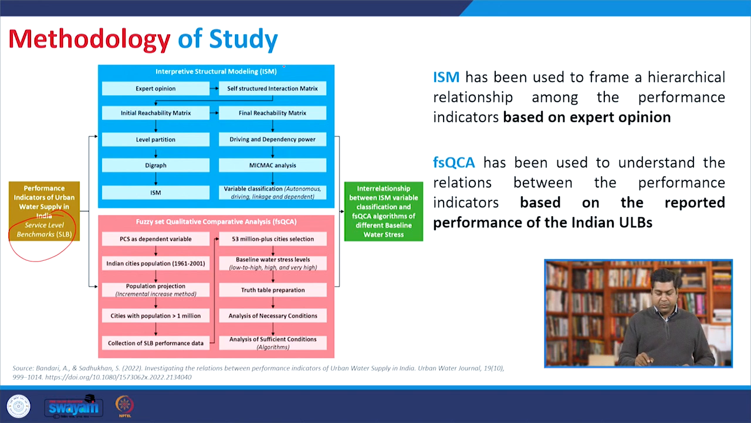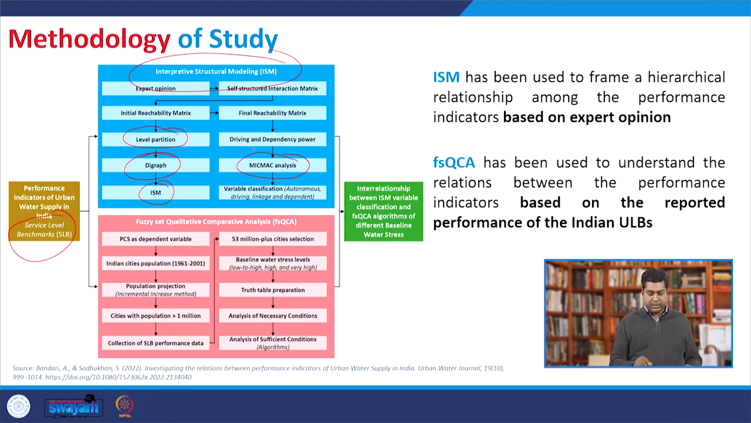For that, we have used a method called interpretative structural modeling or ISM, where expert opinions are converted to a self-structured interaction matrix. From that interaction matrix, we go for the initial reachability matrix, and from there the final reachability matrix. Out of that, we can get driving and dependency power, and the method has certain steps that you can understand very well if you go through the paper. We have level partition, we also make a diagram which gives the relationships, and finally the model.